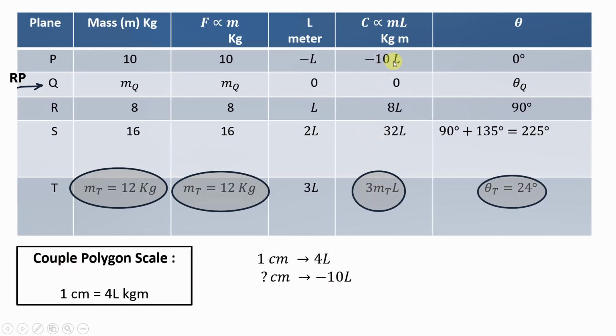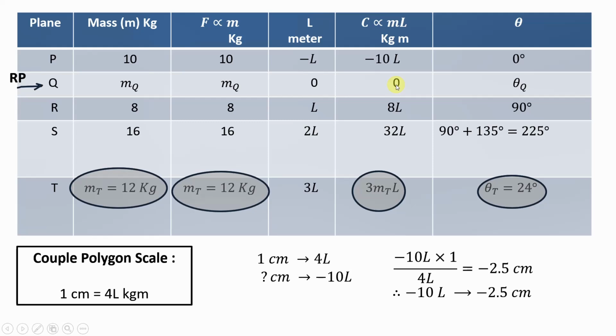Then minus 10L will represent how many centimeters? So that will be minus 10L multiplied by 1, just cross multiply by these two terms, divided by 4L. So L will get cancelled. Minus 10 divided by 4, that is minus 2.5 centimeters. So we can say that minus 10L will be represented by minus 2.5 centimeter on our couple polygon. Now negative sign indicates that its direction will be towards the center. So negative couples are always directed towards the center.